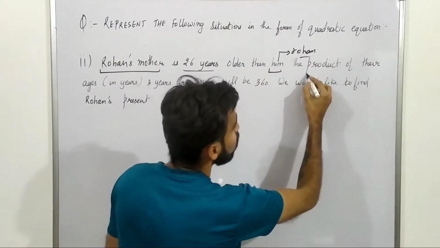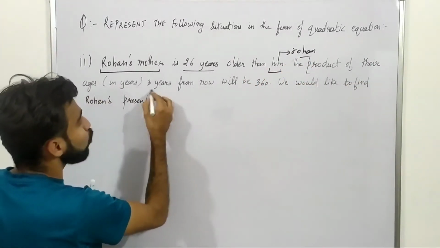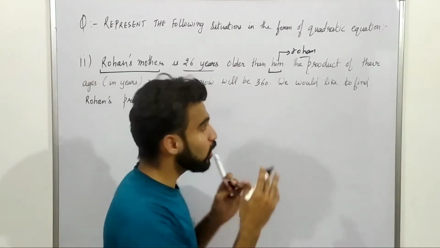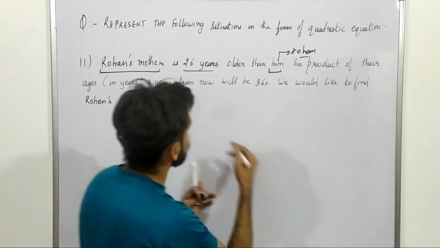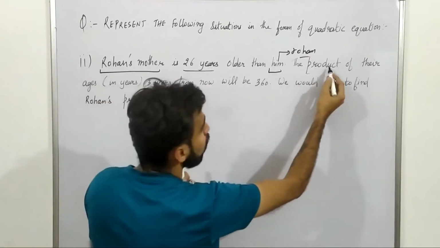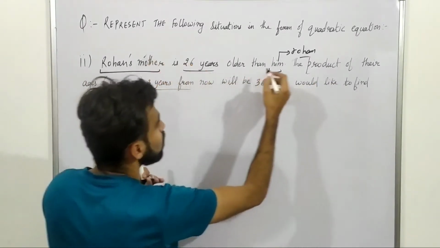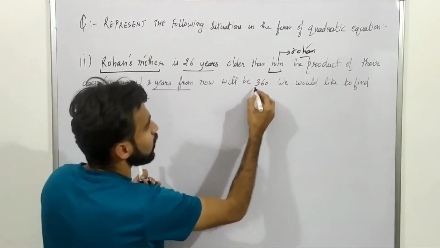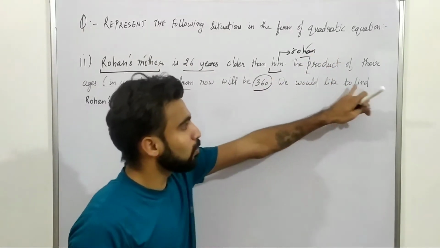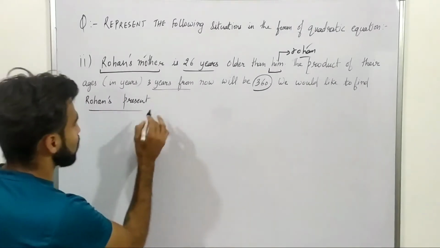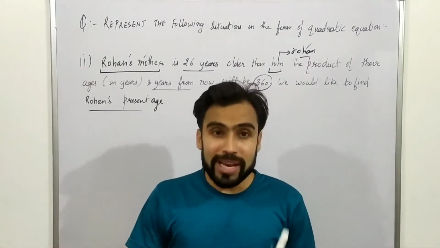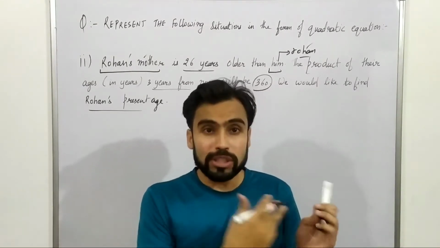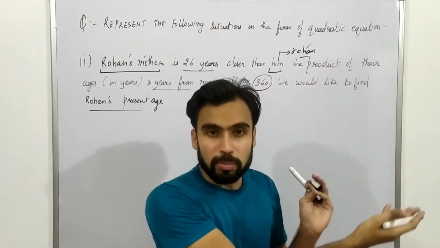Further, you can see that the product of their ages 3 years from now. So what is given to you is after 3 years. So moving in future here. So after 3 years, the product of both Rohan's mother as well as Rohan's ages is 360. Now further, we have to simply find out Rohan's present age. Getting the point? So here you have to make a quadratic equation from which you can derive Rohan's present age.